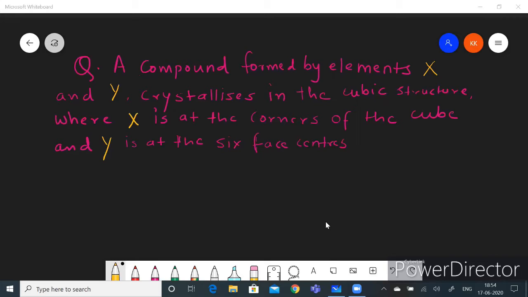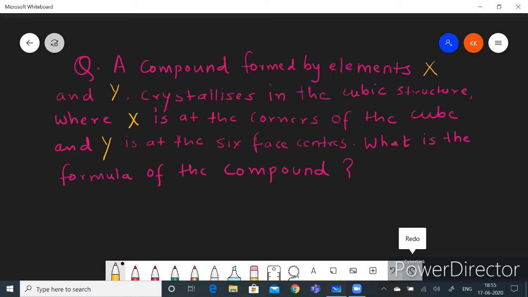Let us look at the next question now. A compound formed by elements X and Y crystallizes in the cubic structure, where X is at the corners of the cube and Y is at the 6 face centers. The question is, what is the formula of the compound? So let's see how to do this. So we have here X atoms and Y atoms.